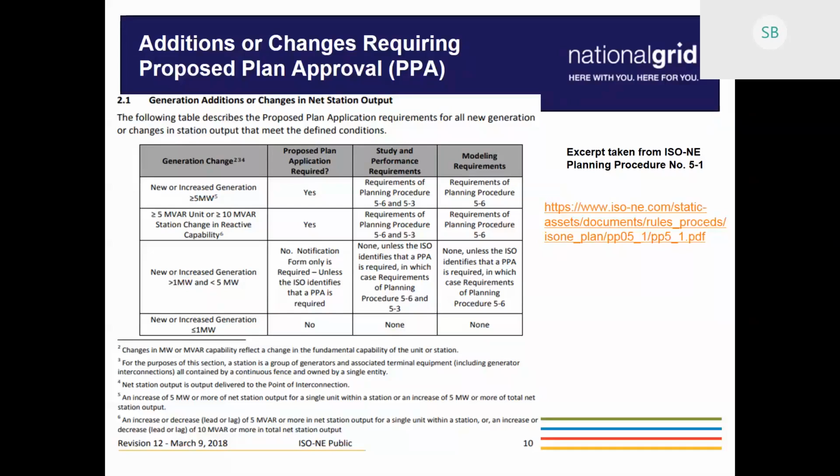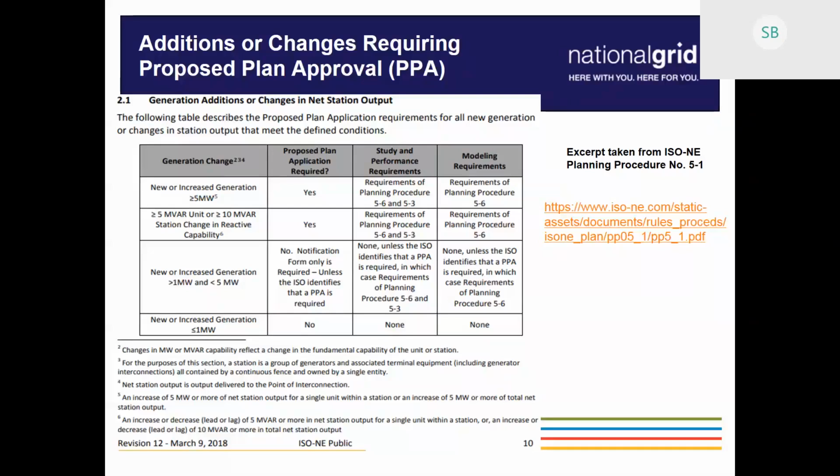5-6 lays out how the interconnection study should be performed by the transmission planner, and it also details the modeling requirements for stability models. Anything that requires a proposed plan application requires a stability model that needs to meet the ISO criteria. So it has to be on standard library cases that ISO accepts at the time, and it has to reflect the functionality of the interconnection.